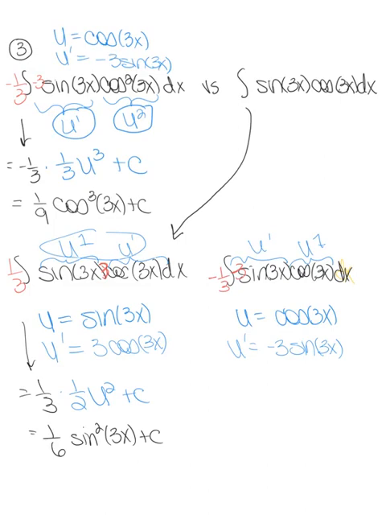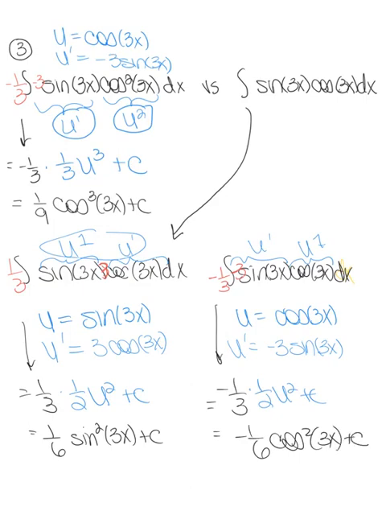Again, we need that u prime in there, though it does not come out in the answer. The negative 1/3 is going to carry down because it's on the outside, and when I integrate u to the first times u prime, I'm going to get, again, another 1/2 u squared plus c. And so putting back in my u, this is going to be equal to a negative 1/6 cosine squared of 3x all plus c. And which one of those two is correct?